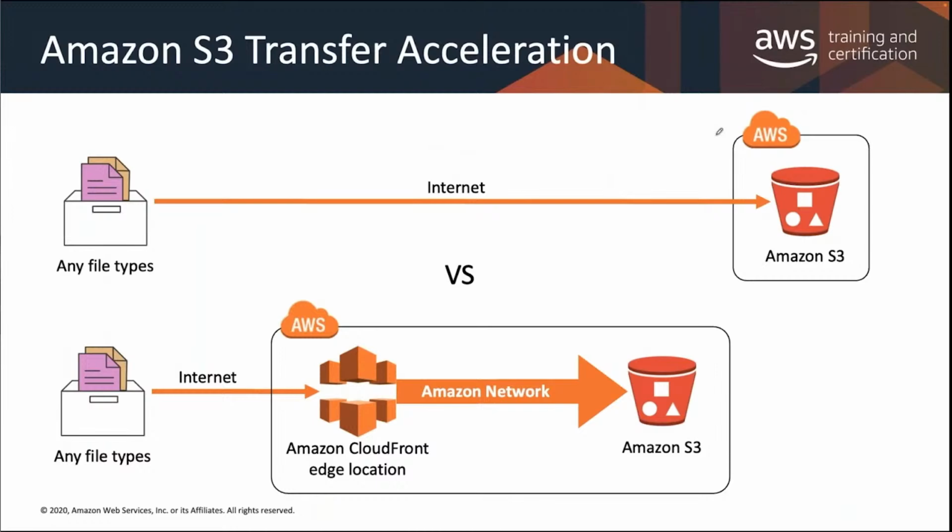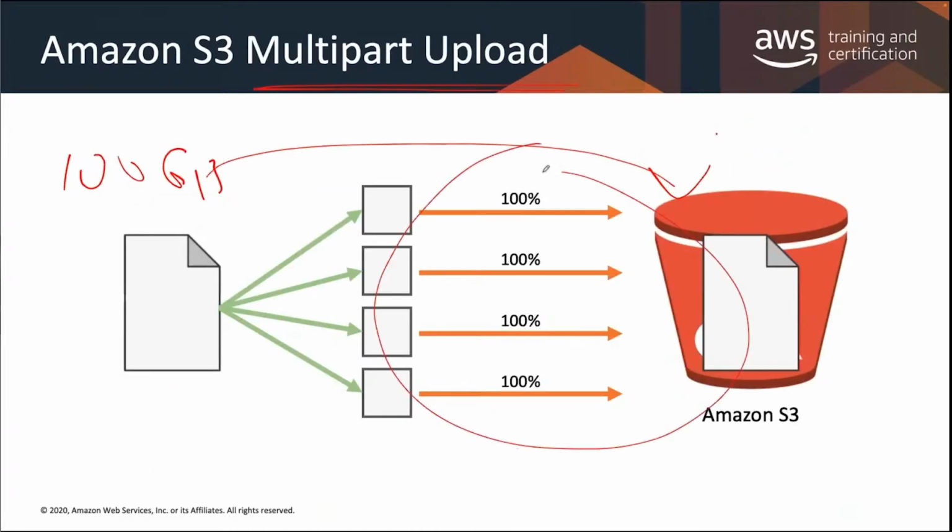By using the SDK, you can even control how you want to cut your file. Let's say some example. If you're using a 3G network, maybe every part is just 10 meg, 20 meg. If you're using a 4G, 5G network, maybe every part is 500 meg, 2 gig, your choice. You can control that by using the SDK as well.